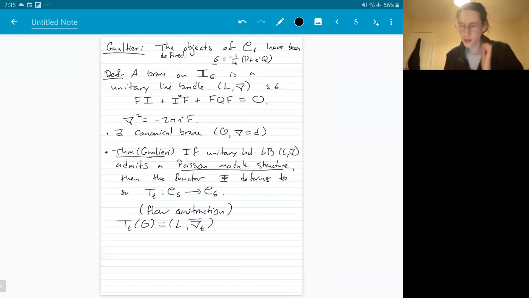But in this case, it's something more complicated. It's not, because it's not (1,1). The curvature is not (1,1) with respect to either complex structure. Yeah. Okay. Thank you.